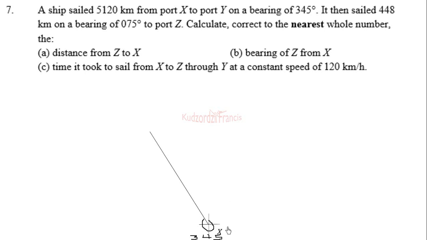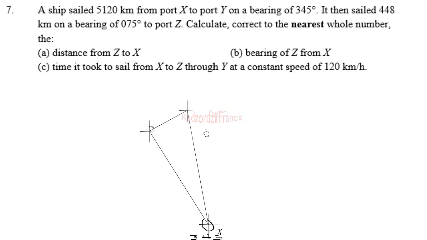Now, the next thing we do is to indicate where we have landed, which is port Y. It then sailed another 448 kilometers on this bearing of 75. So the bearing is what we'll measure. So measure 75 from the north. So this is 75. So we indicate our landing point here, which is Z. Now we can connect X to Z.